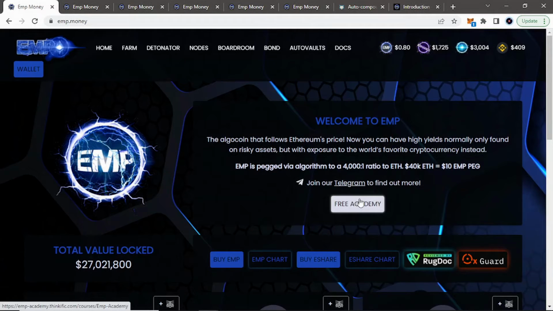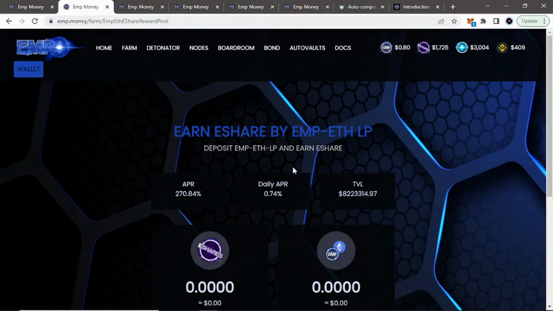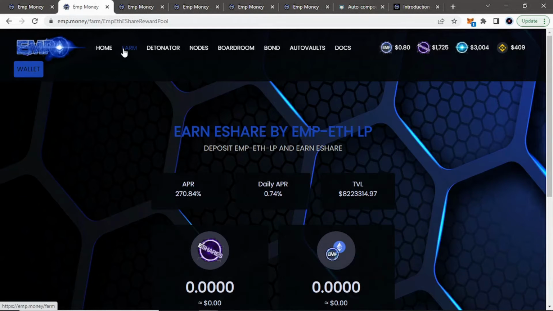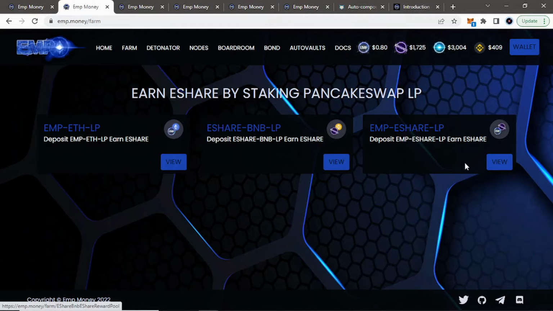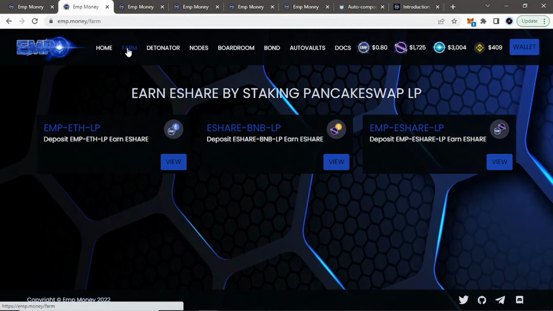And they do have a free academy where you can sign up an account and learn a lot more about this project as a whole, because there's a lot here. So we'll just go down the line. If you look at their farms, they do have the liquidity pool farming for EMP versus eShare, or eShare BNB, or EMP versus Ethereum. And if you view them, about 270 APR, making for about 0.74 a day just on one of the farms, on the EMP with Ethereum. Or if you go EMP versus eShare, it'll give a different rate, it's 0.48 a day. So that's your liquidity farms.